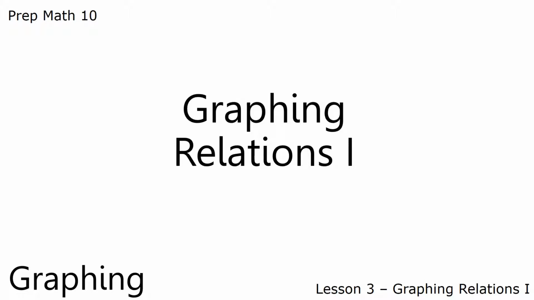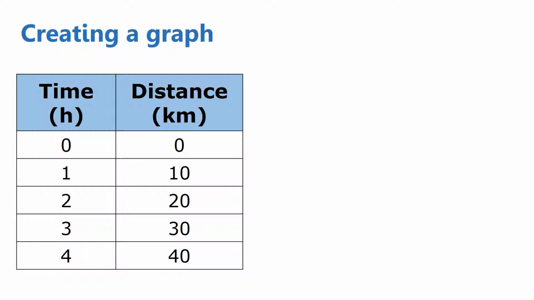In this video, we will be learning how to graph a relation given a table of values. Here we have a table of values for time and distance. Remember that the first column is the manipulated variable, which is x, and the second column is the responding variable, which is y.